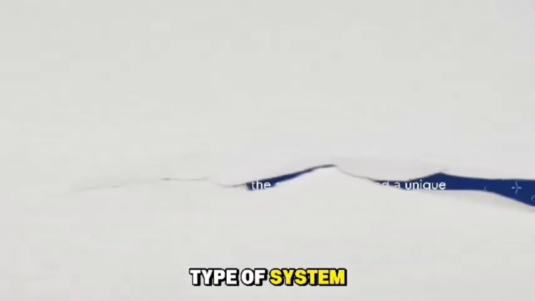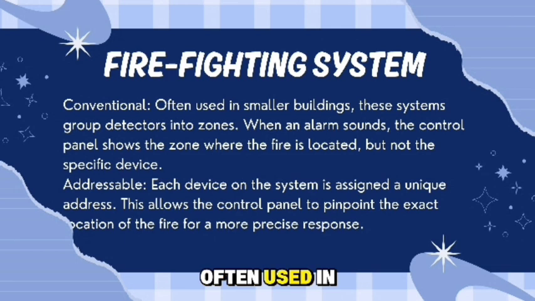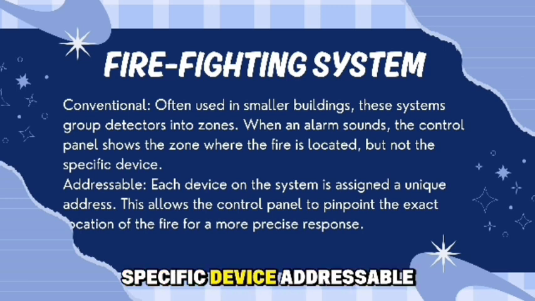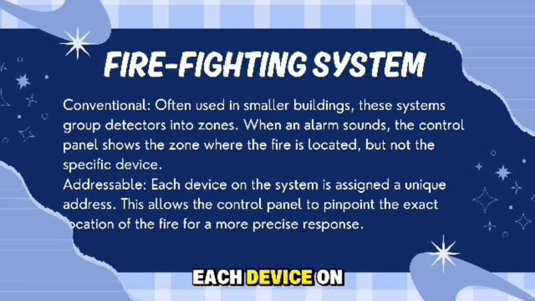Types of system. Conventional: often used in smaller buildings, this system groups detectors into zones. When an alarm sounds, the control panel shows the zone where the fire is located, but not the specific device. Addressable: each device on the system is assigned a unique address. This allows the control panel to pinpoint the exact location of the fire for a more precise response.